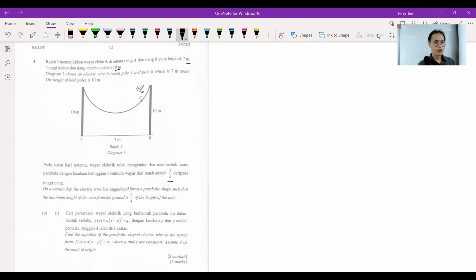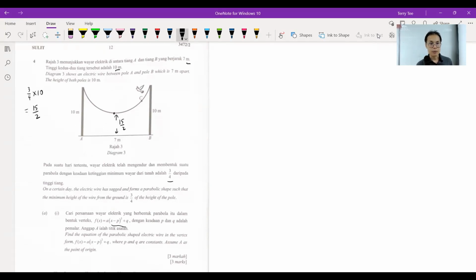So when you say 3 over 4 of the height of the pole, this will be 30 divided by 4, or we say 15 over 2, 7.5 if you want. So this has a minimum height of 7.5, or you can say 15 over 2. Maybe I just write as 15 over 2. Now, we're supposed to find the equation of the electric wire that is parabola-shaped in vertex form.